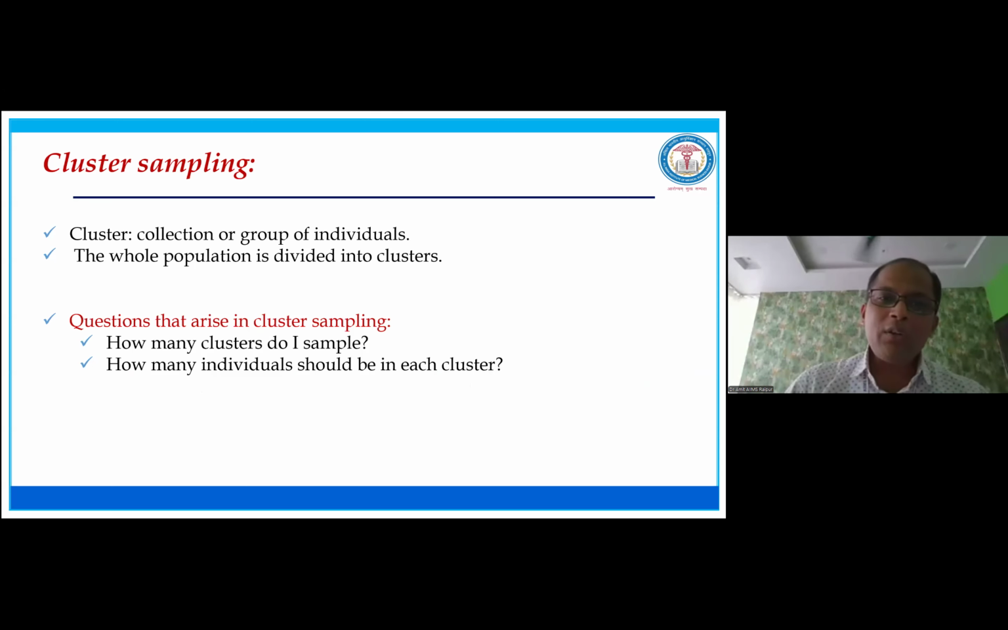Now, it raises two questions. How many clusters do I sample? How many individuals should be in each cluster? Because we are selecting first randomly the clusters and then selecting participants from each cluster. So how many clusters we have to include? How many participants we have to select from each cluster?